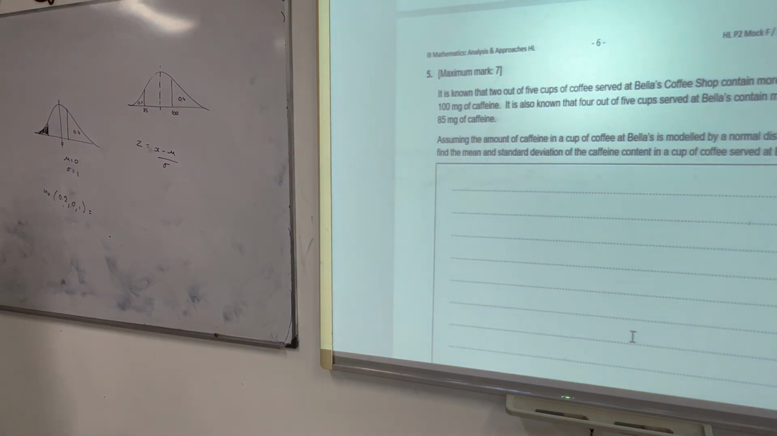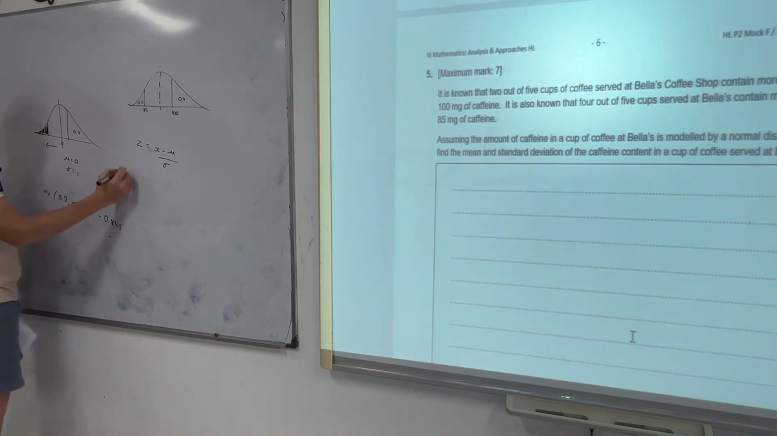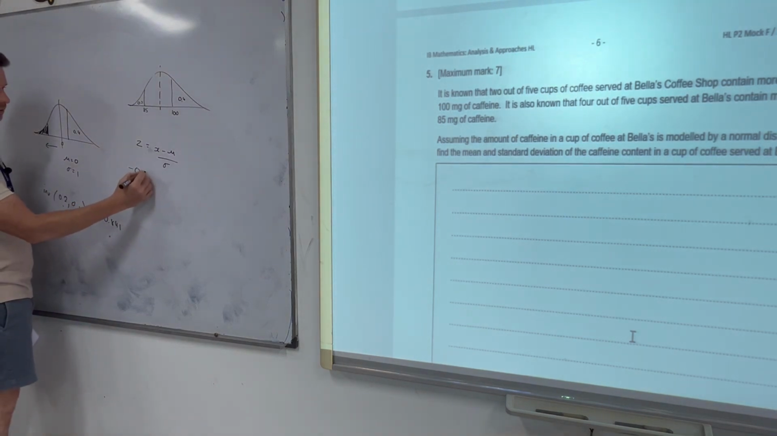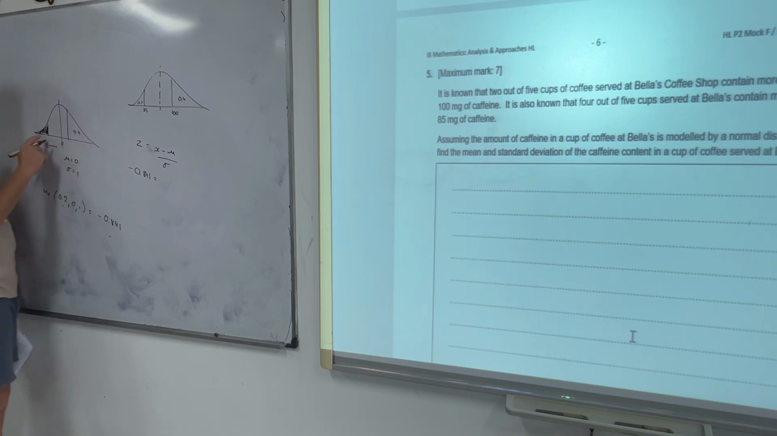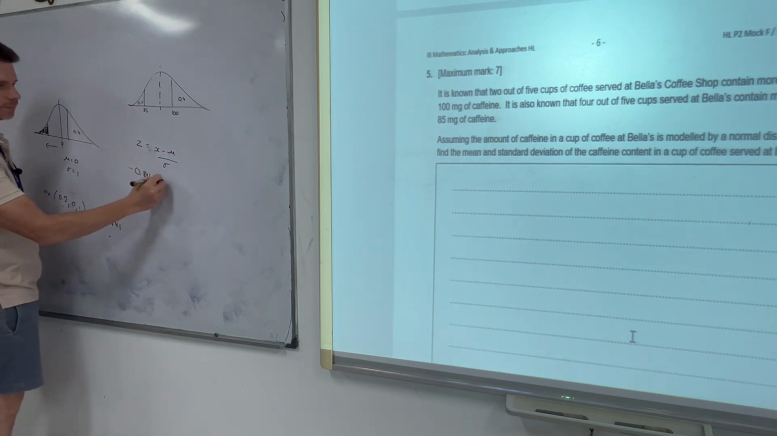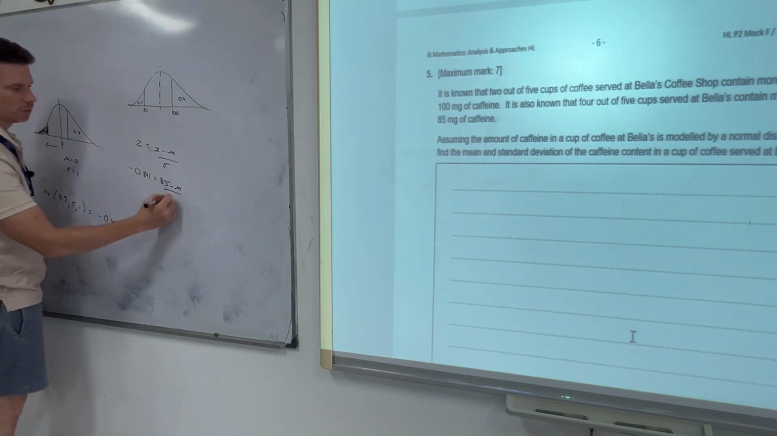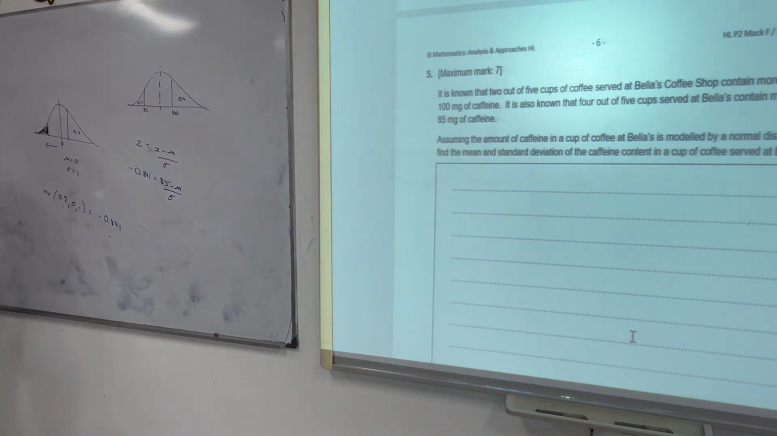And we get an answer of negative 0.841. That makes sense that it would be negative, because it's this side of the mean. Okay, so then we can start to fill out our z-score formula here. We get negative 0.841 is the 85 value minus the mean all over the standard deviation. And that's one equation with 2 unknowns.